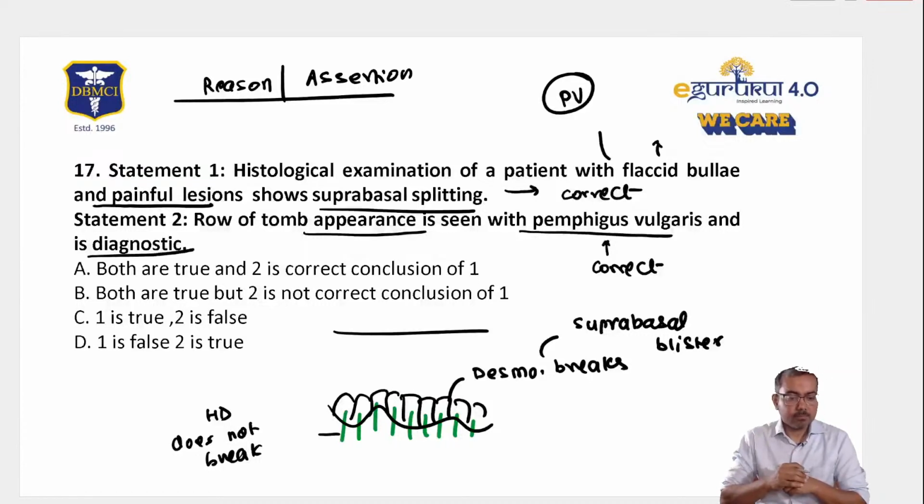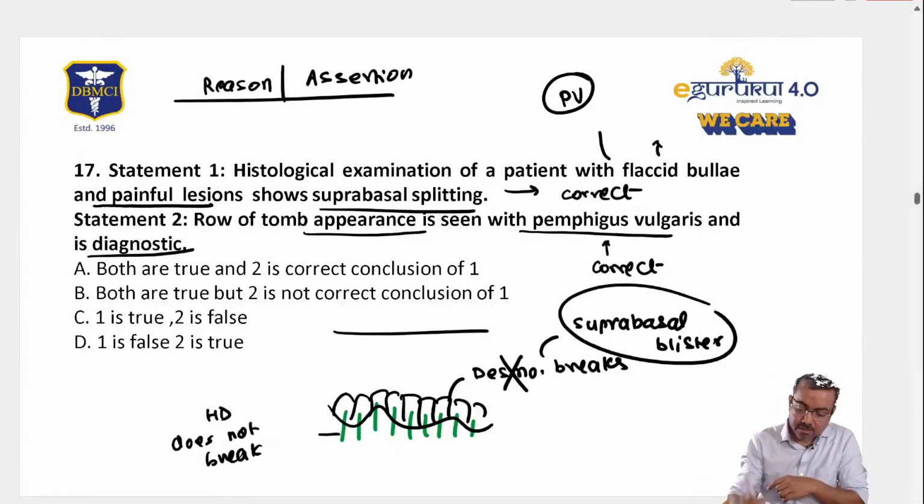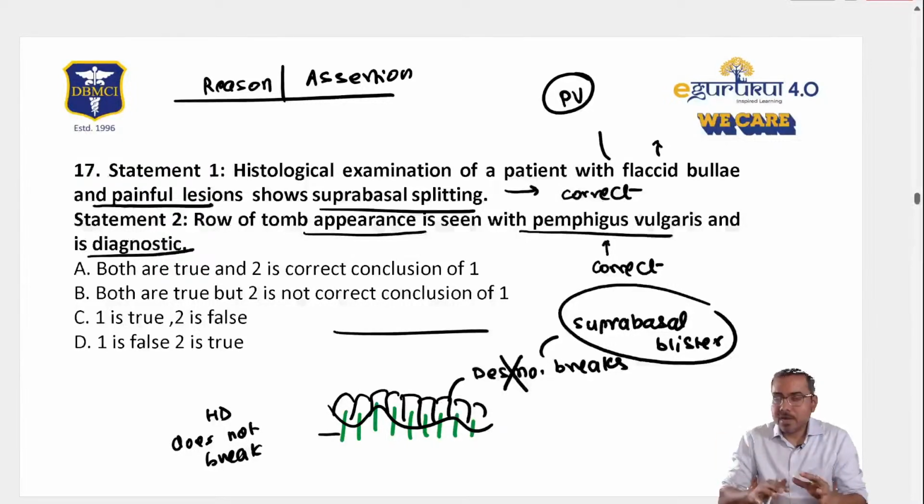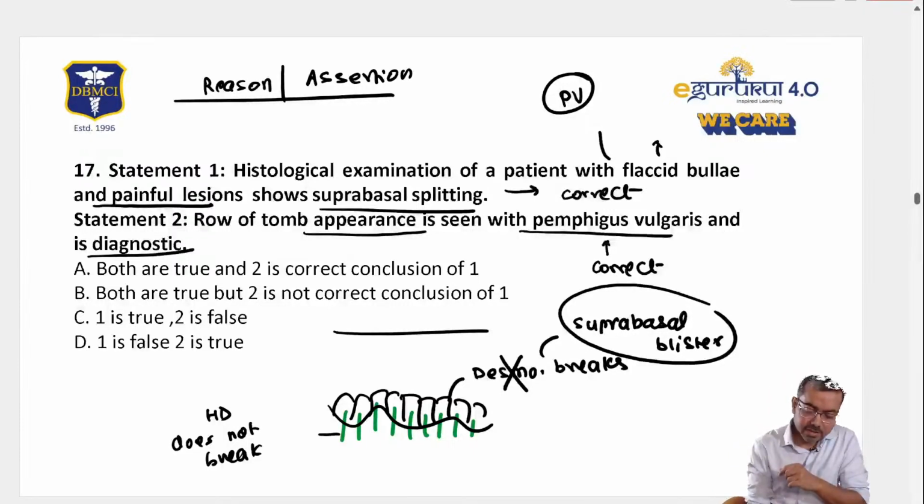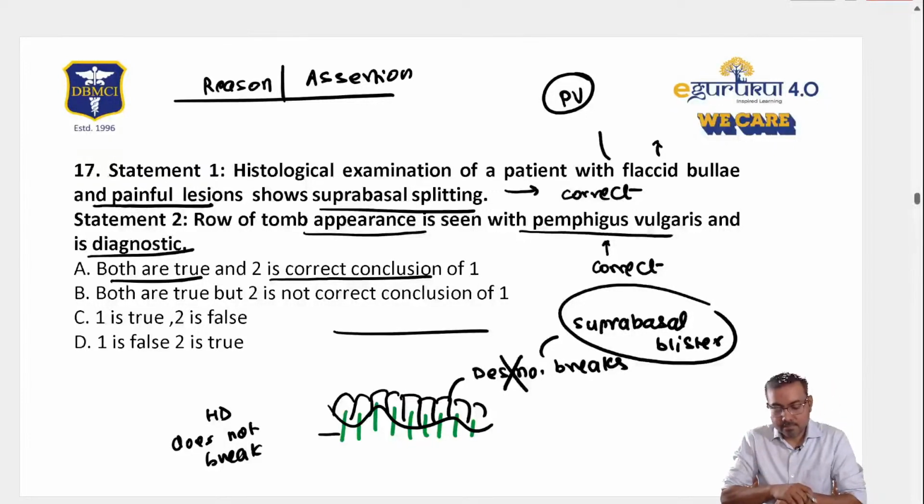Yes or no? Okay, the desmosome breaks and the hemidesmosome doesn't break. Clear? Right. Now tell me this: is the suprabasal blister the reason? See the question, read. Both are true. 2 is the correct conclusion of 1.